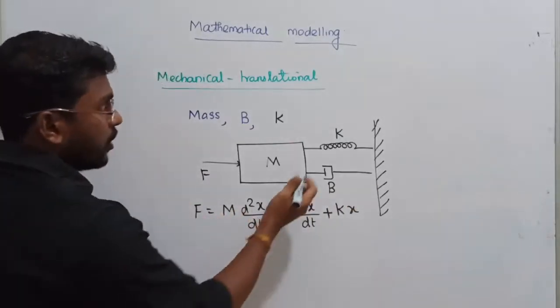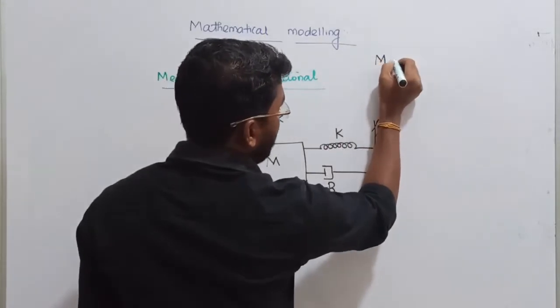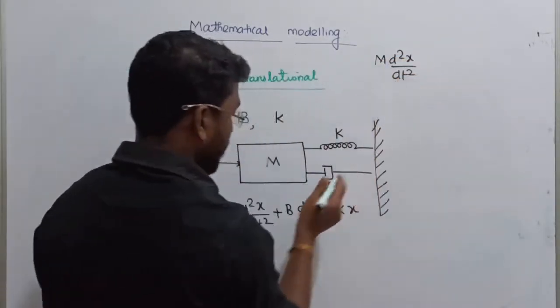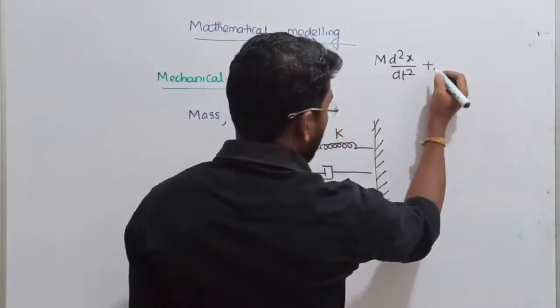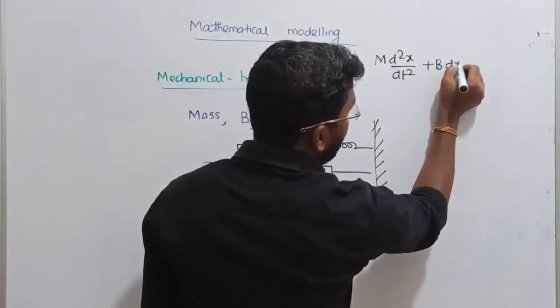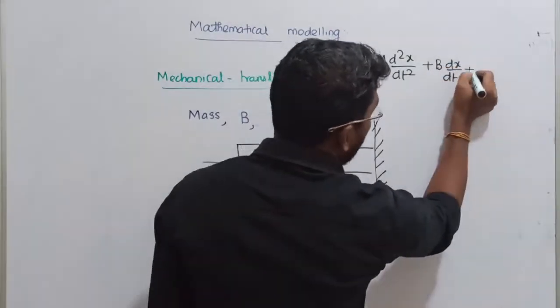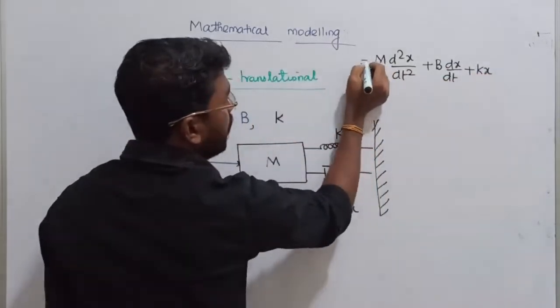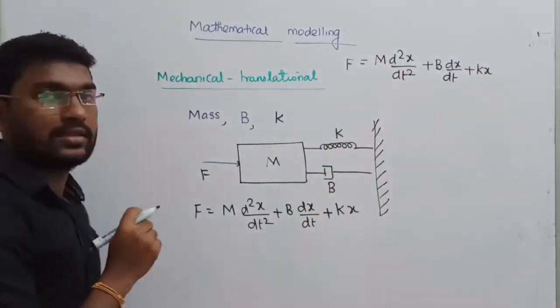Anyway, right now, remember this expression. Let me write it on the side. M into d square x upon dt square, that is for the mass m. And second, for our damper, it can be written as b into dx upon dt. Of course, lastly, the spring can be written as k into x. That is our net force for a mechanical translation system.